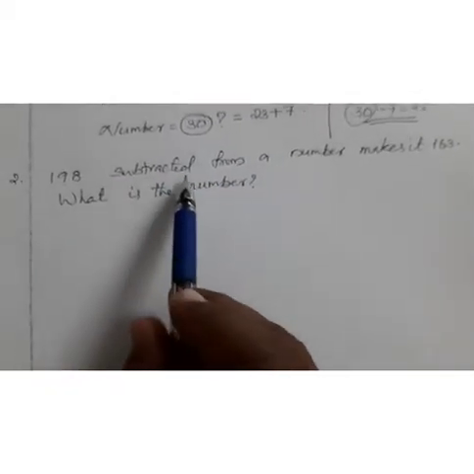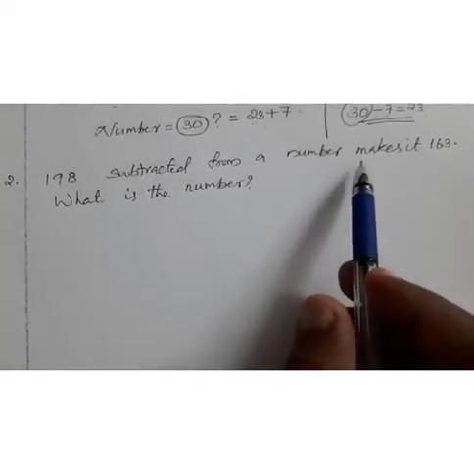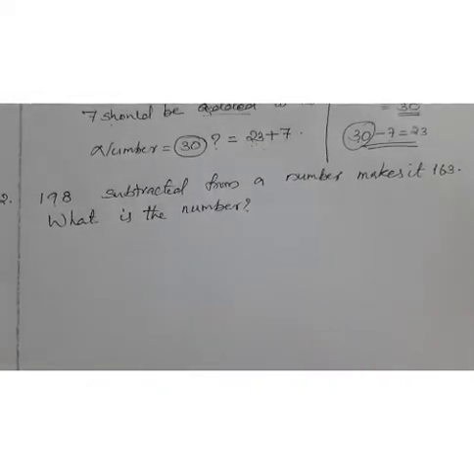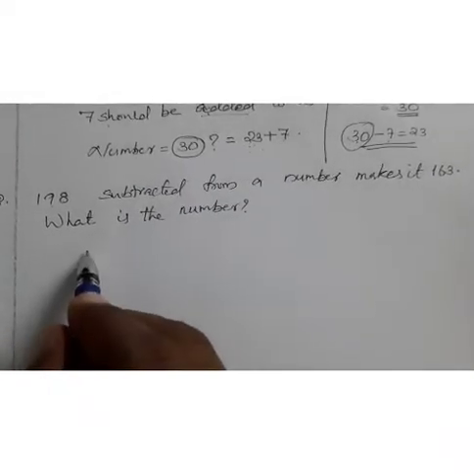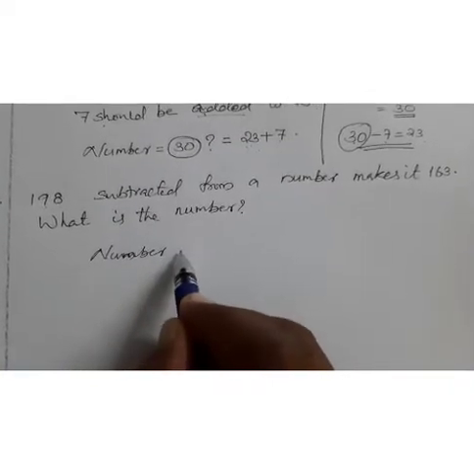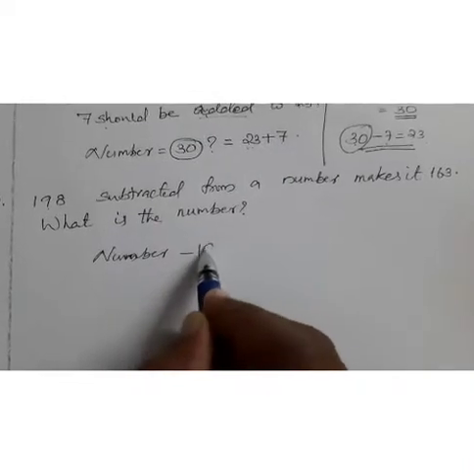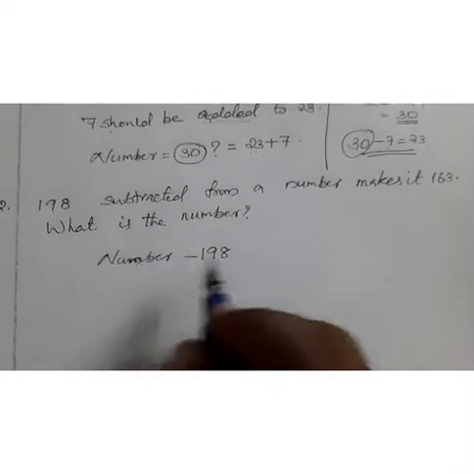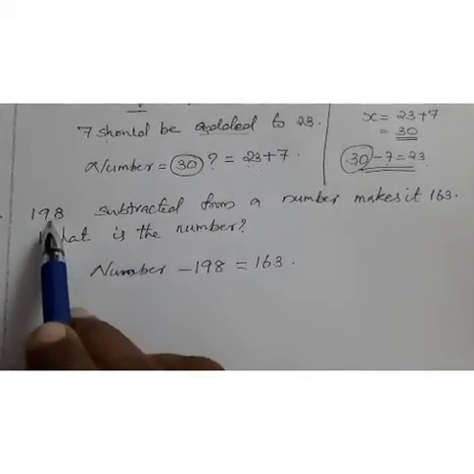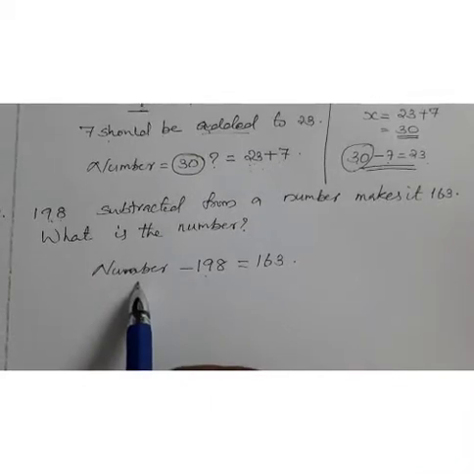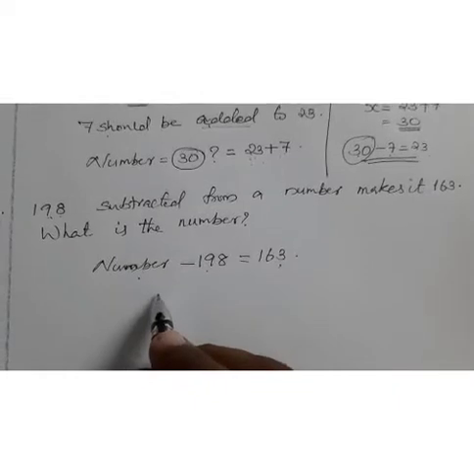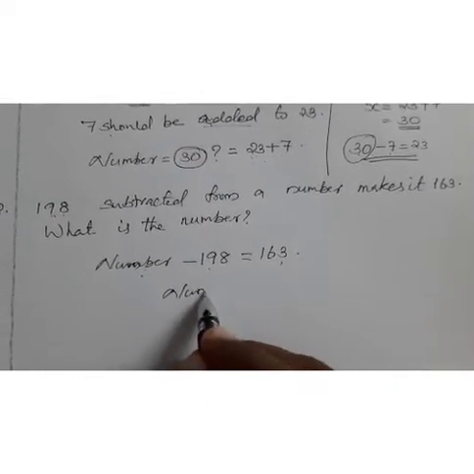198 subtracted from a number makes it 163. What is the number? From a number, 198 is subtracted. What are you getting? 163. So 198 is subtracted from a number, making it 163. What is the number?